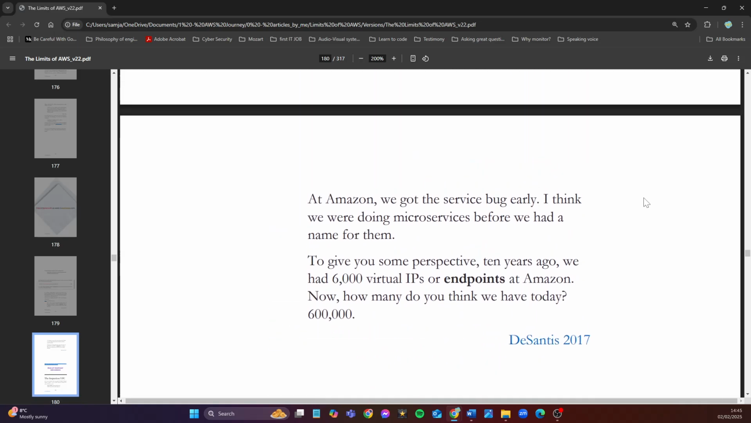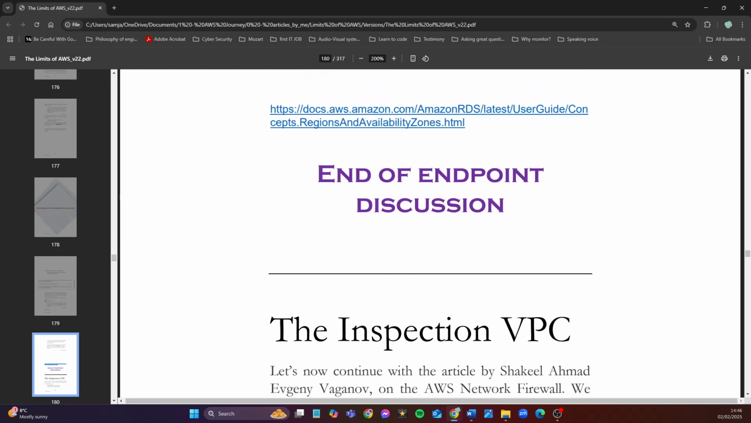So you can see he's equivocating virtual IP and endpoint. He's saying 10 years ago we had 6,000 virtual IPs or endpoints. That's the end of our endpoint discussion.